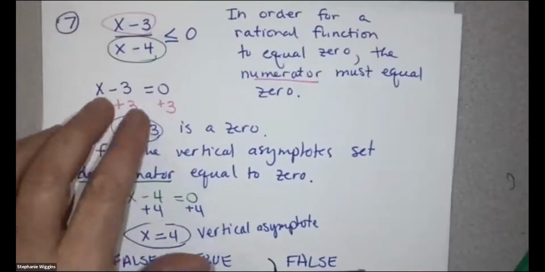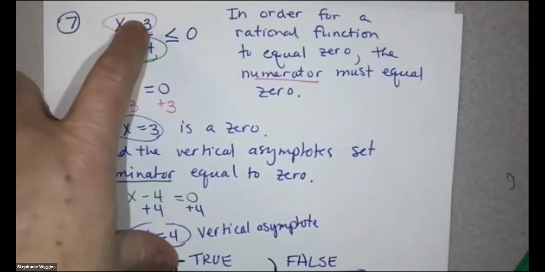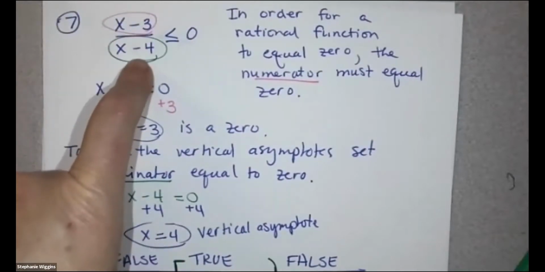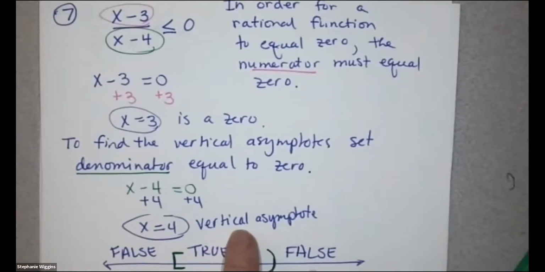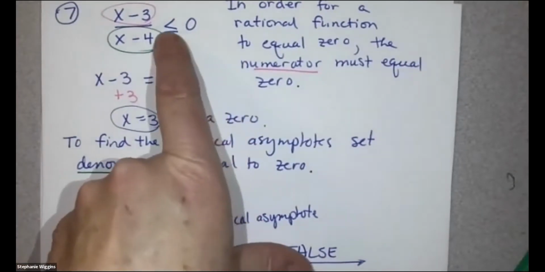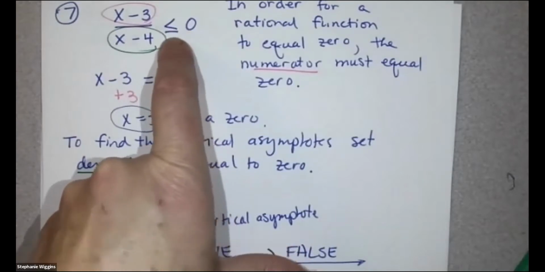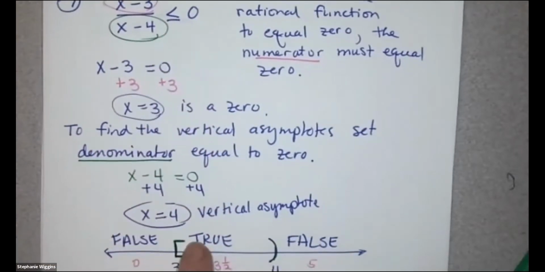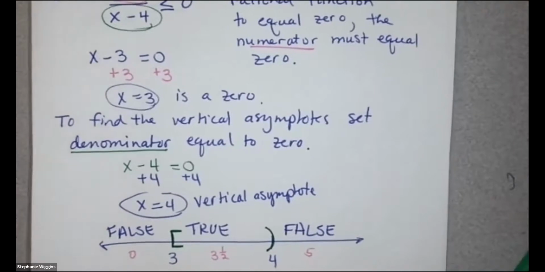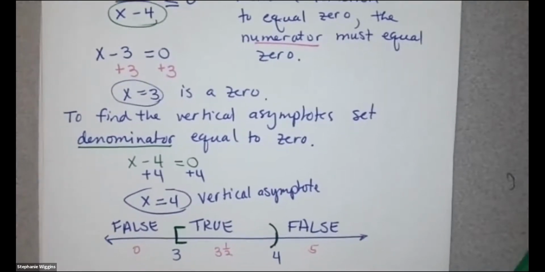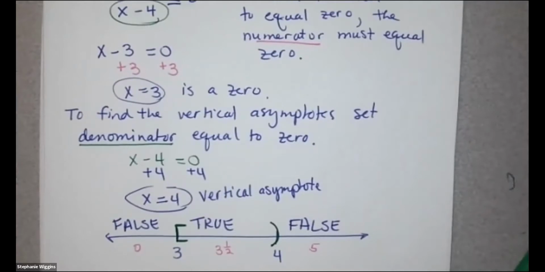So it's pretty much the same thing. You set the numerator equal to 0, you set the denominator equal to 0. The only difference is you have to pay attention to where the vertical asymptote is. If you have something like this where you have less than or equal, then you want to leave out the vertical asymptote because it cannot equal 4 there, but you would include the 0, okay? All right, next problem. We're almost done here. We're getting to the end here.